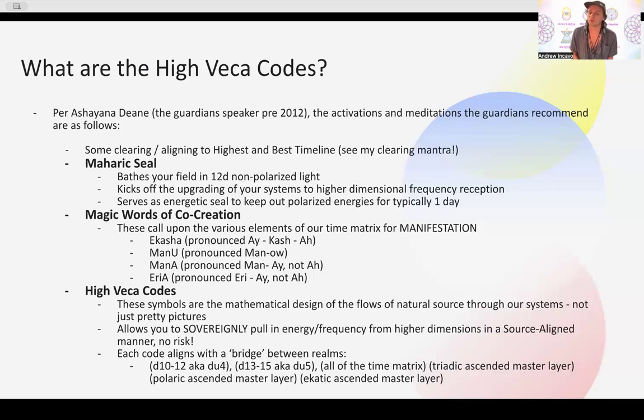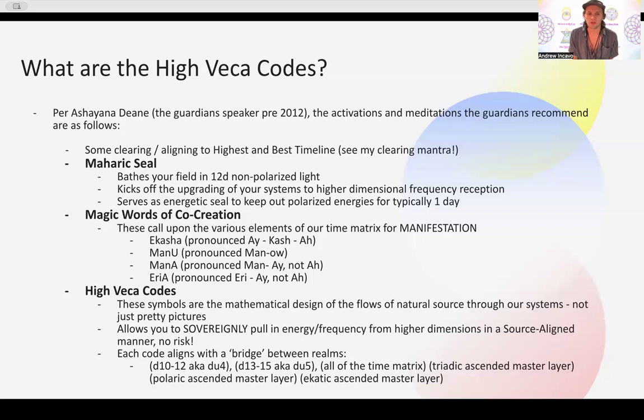So anyway, we're starting off with our clearing mantra, and you have your Maharic seal, so you're bathing yourself in the highest dimensional light. It says non-polarized here. Technically, 12 is polarized and 11 is polarized, but they are right on the edge of the non-polarized frequency. 12D light compared to 6D light is basically non-polarized. 12D is like the realm between 13 through 15, which is strictly non-polarized, and everything below 12 is much more polarized than 12. So 12 is almost non-polarized.